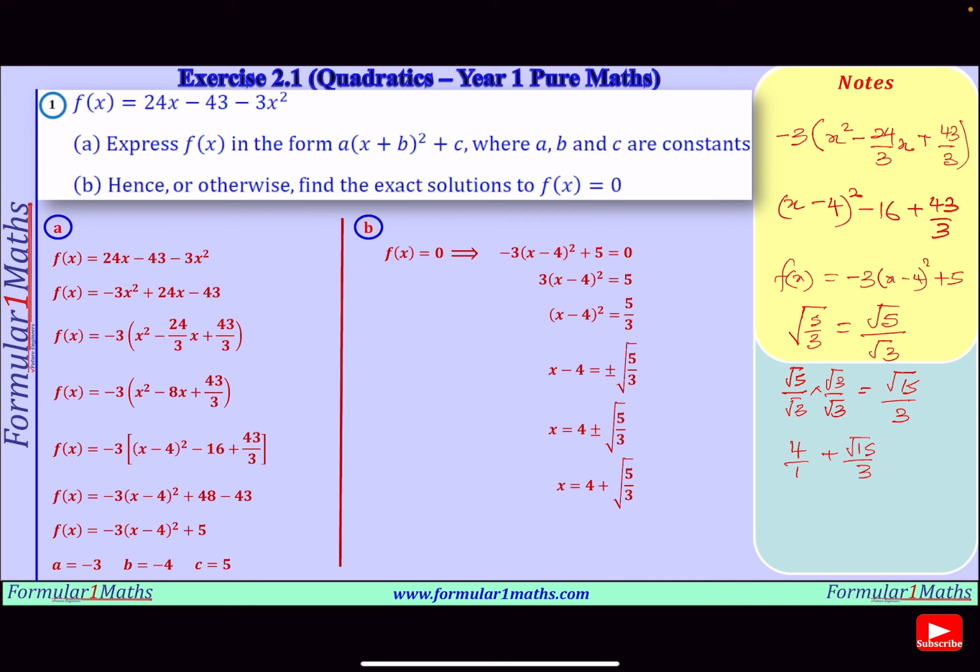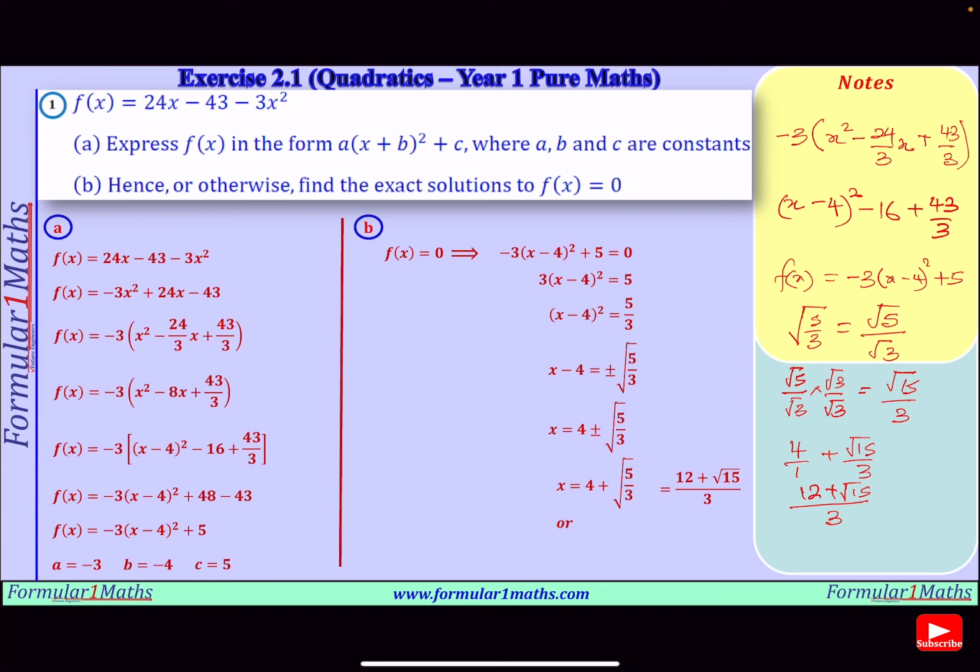Then I add them. Draw my line here. Lowest common denominator is 3. So 1 goes into 3, 3 times 4 is 12, plus 3 goes into 3, 1. 1 times root 15 is root 15. And so this can be written as that.